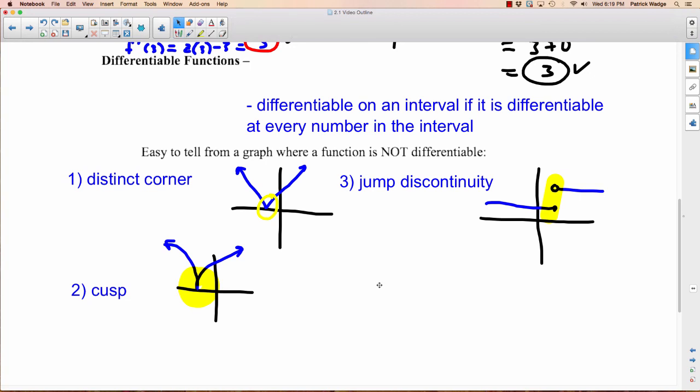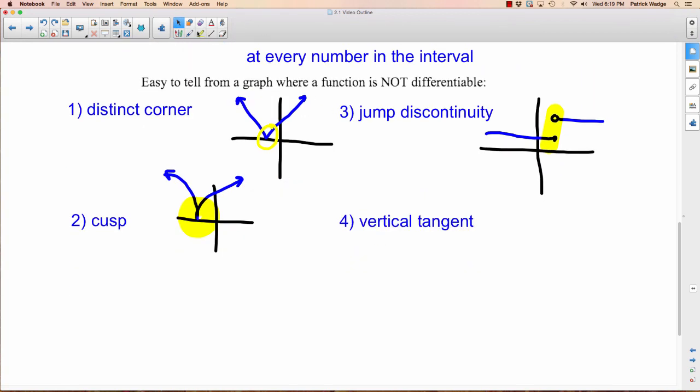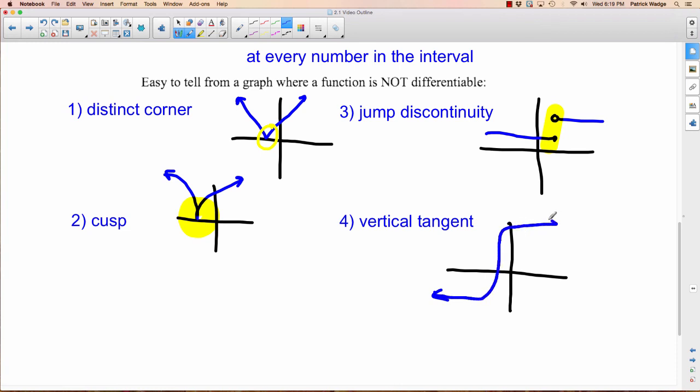And the fourth thing to look for to see if it's differentiable or not is a vertical tangent. So if there's a vertical tangent, it's not going to be differentiable. What would that look like? Let's see, how about something like this? You can imagine if you were drawing tangent lines somewhere around here, there'd be a perfectly vertical tangent line, and so at that point it's not going to be differentiable. So those are 4 things to look for if you have a graph about how to know whether something's differentiable or not.